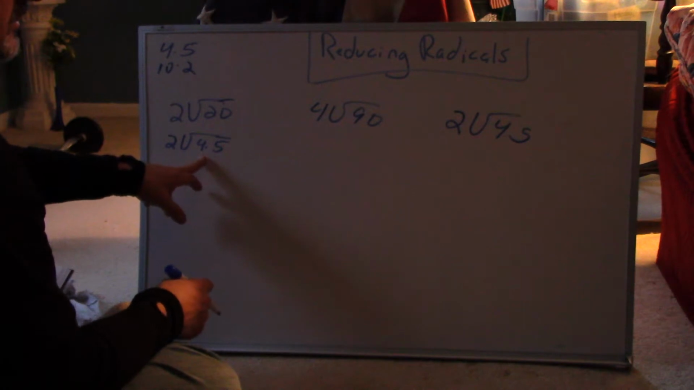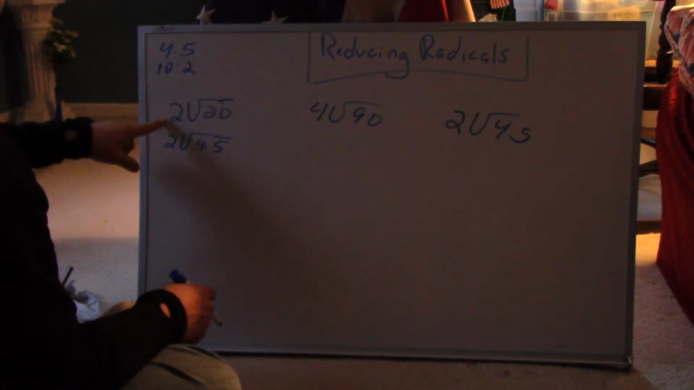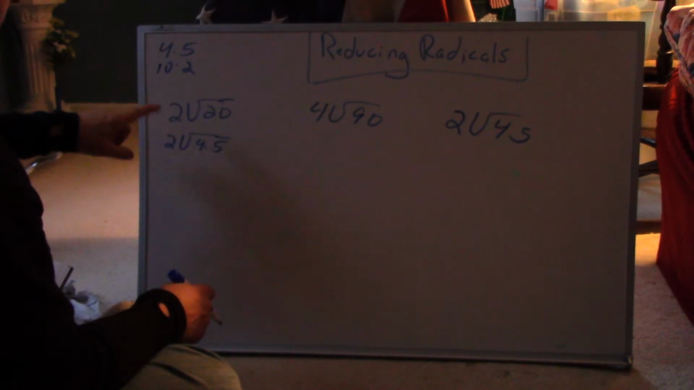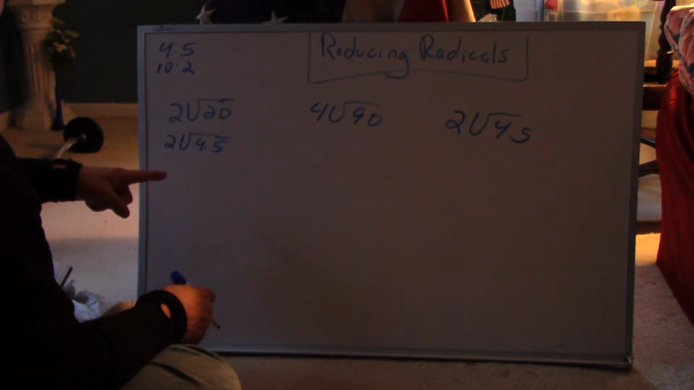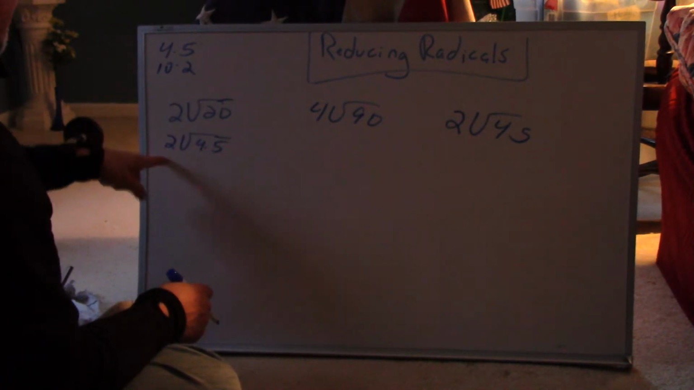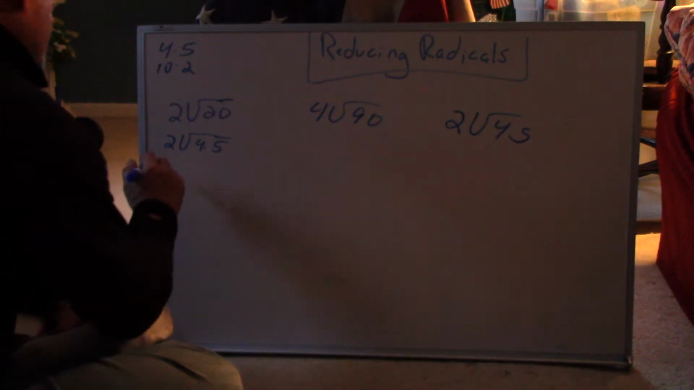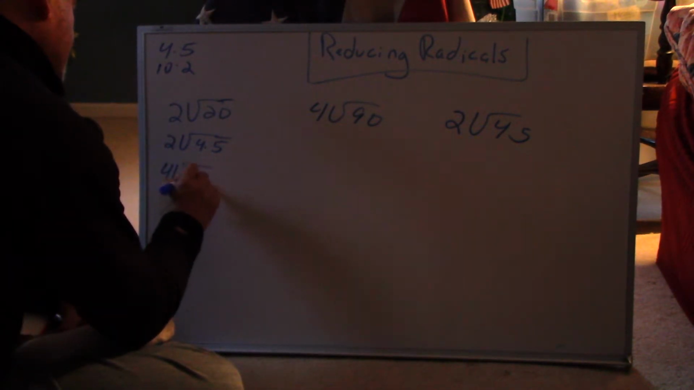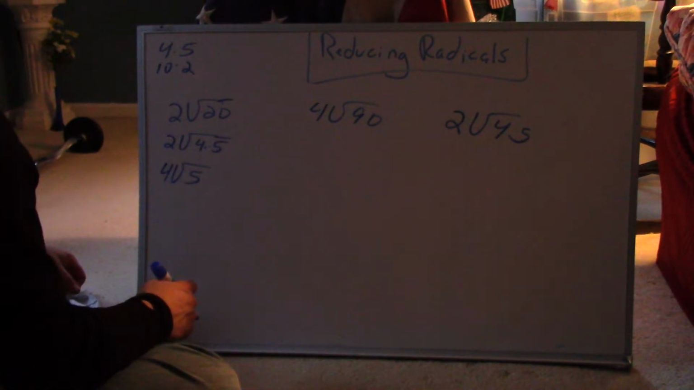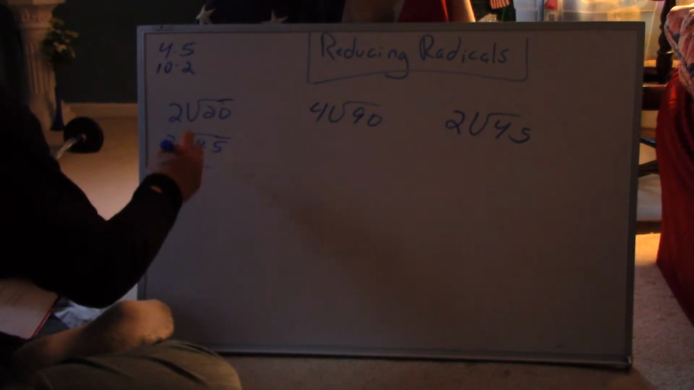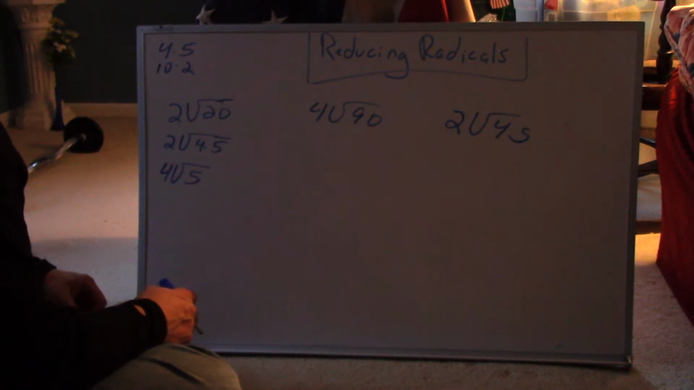Square root of 4 is 2. Now, when you have a number outside, you have to multiply the even square root that comes out by that number. So the square root of 4 is 2. You multiply that by that 2 and you get 4. 4 radical 5. That's it. So the square root of 4 was 2. That came outside, was multiplied by that 2 and got a 4. 4 radical 5.